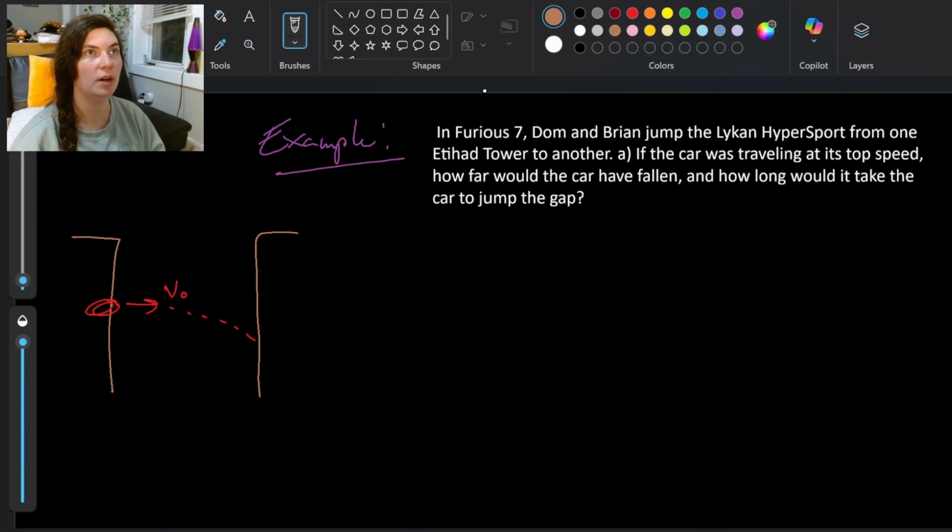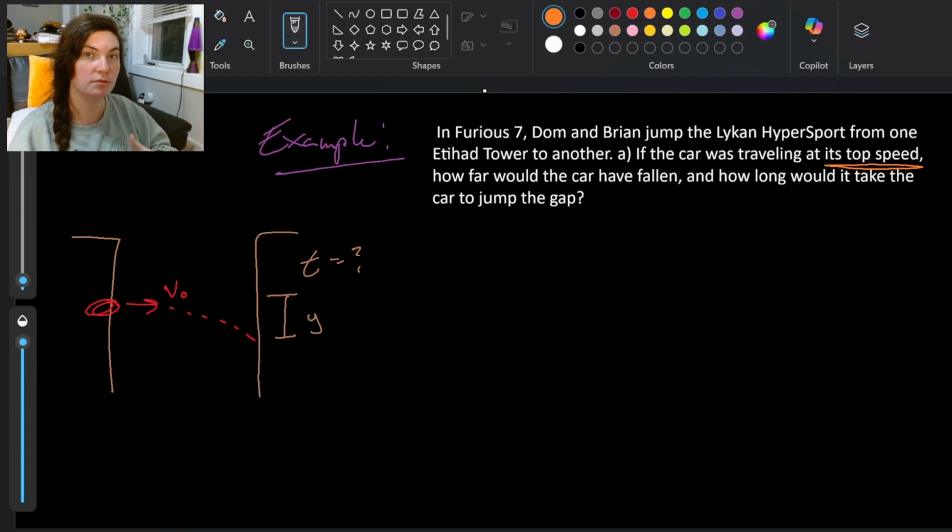Right? So we want to know if the car was traveling at its top speed, how far would the car have fallen and how long would it take? So we're looking for time, how long it takes, and how far the car falls in that time period. But notice there's also some secret not given information in this problem, right? It says if the car was traveling at its top speed. It doesn't tell us what that top speed is, but we're smart people. We can figure it out.